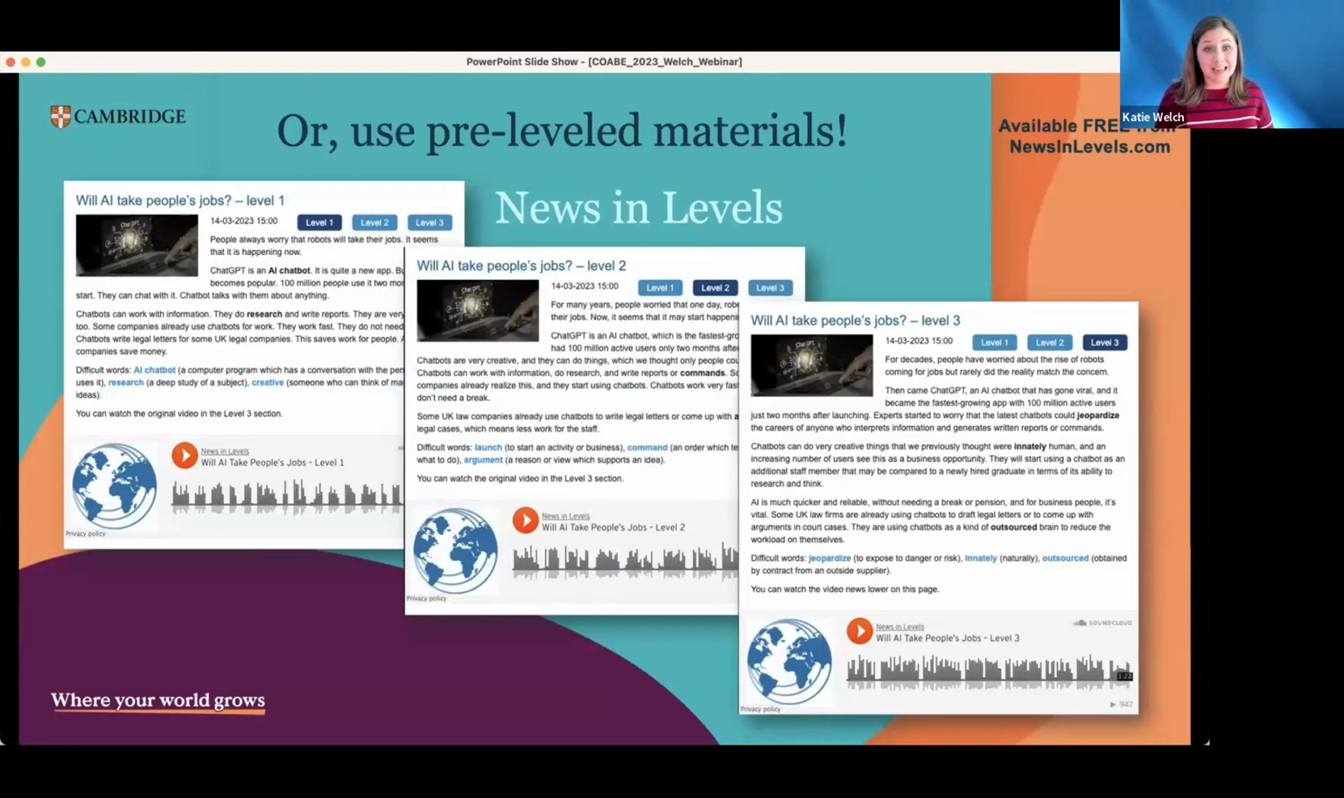One that I just want to mention that I like that's free is News in Levels. This is the news of the day, the daily news, and it's both written and the level 1 is all in present tense, very simple language, and there's audio that they can listen to the news as they're reading it. There is a level 2, which is slightly more complex, starts using past tense verbs, and then level 3, which is the highest level that there is. All of them with audio so they can listen and read at the same time. And so there's lots of pre-leveled materials out there, and this is one that I like to use with my students if I know that I have different ability levels in the classroom.